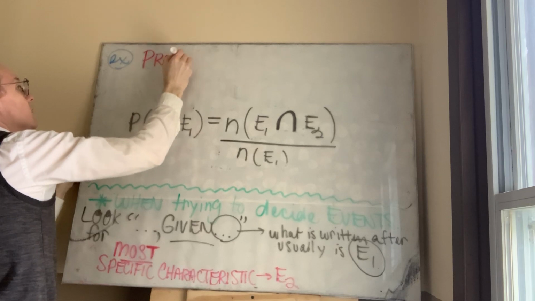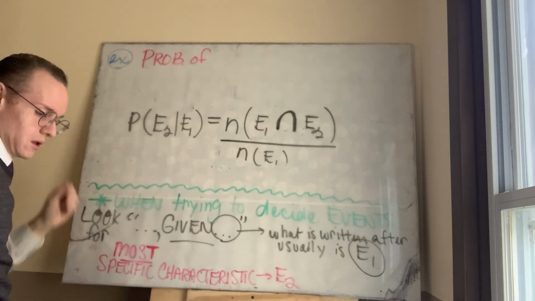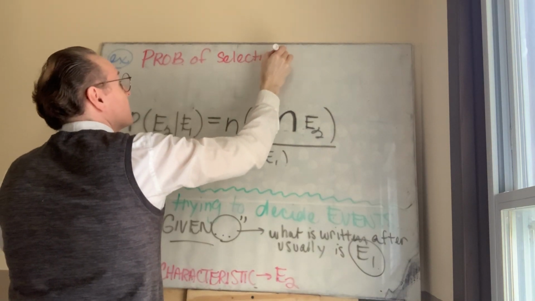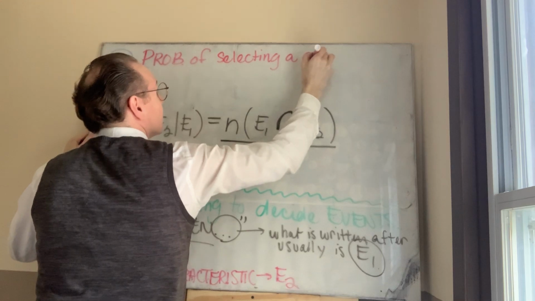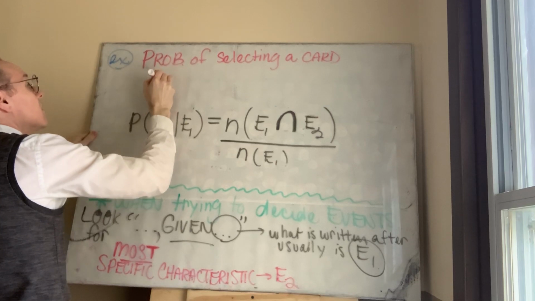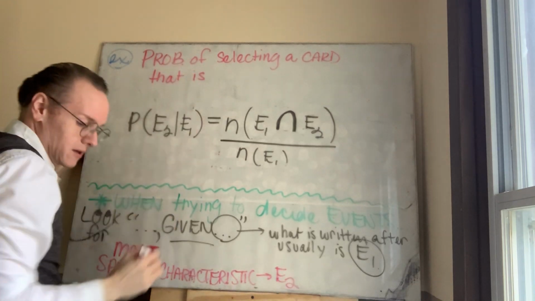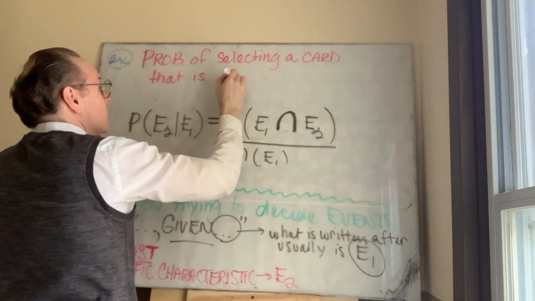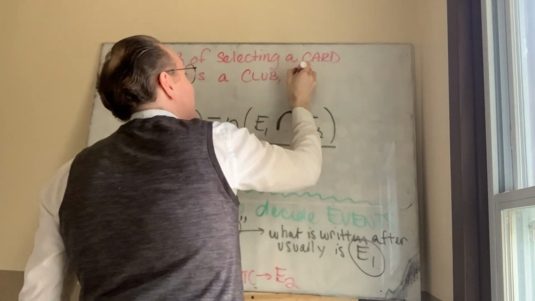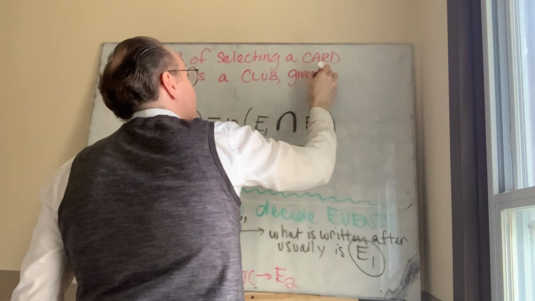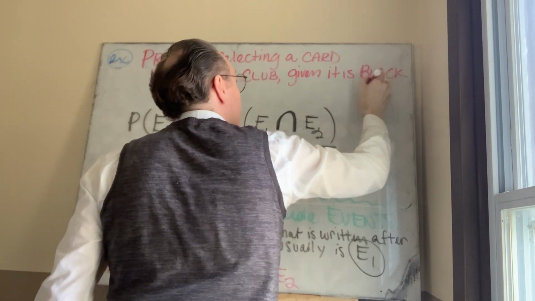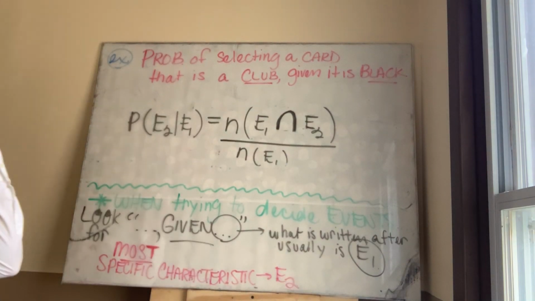The probability of selecting a card at random that is black. Oh, that is a club rather. Given it is black. And the two key characteristics here are club and black.